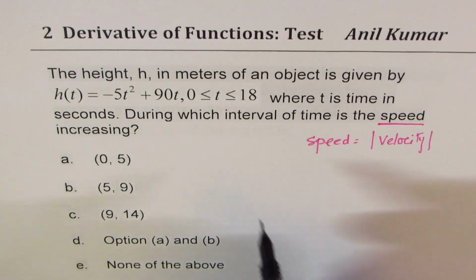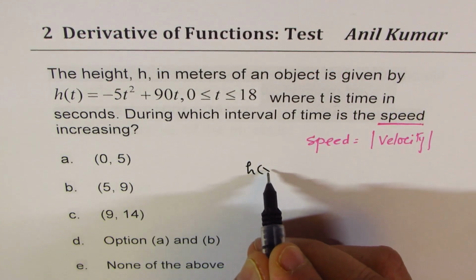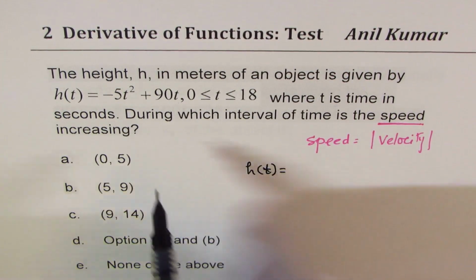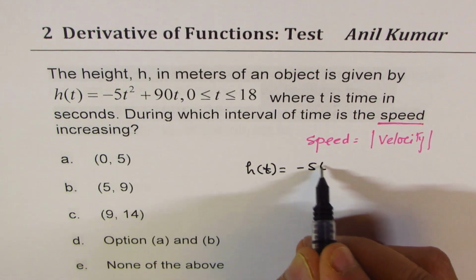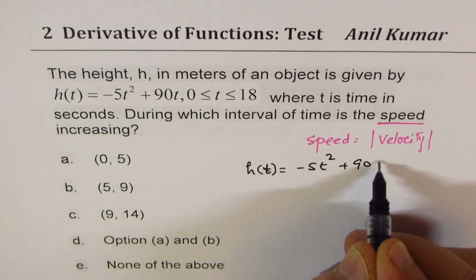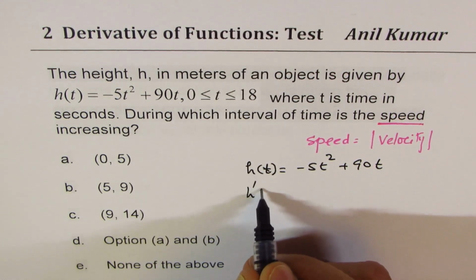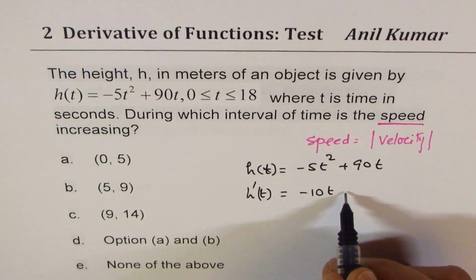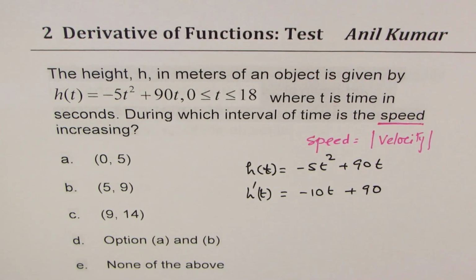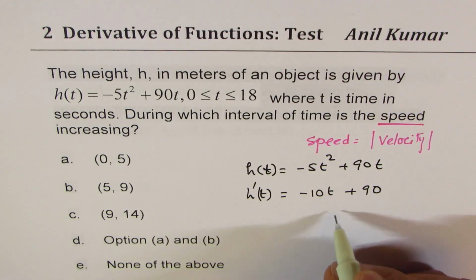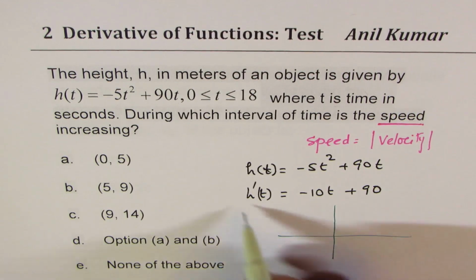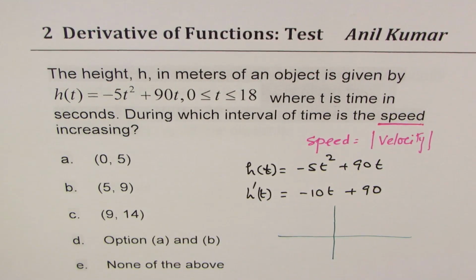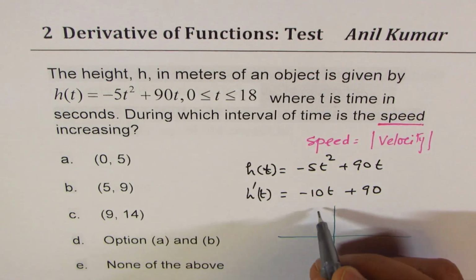Well, let's first find the velocity from the given equation. So we have h of t as minus 5t squared plus 90t. The derivative will give us the velocity, which is minus 10t plus 90. Correct? Now, if you sketch this, it's a linear function, right? So the velocity could be sketched kind of like this.